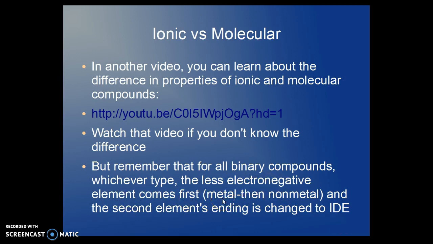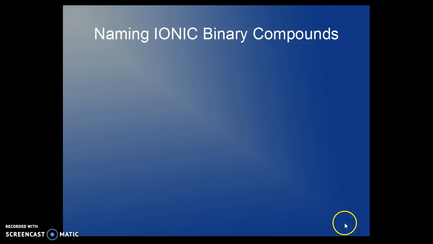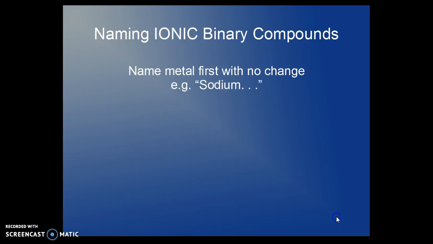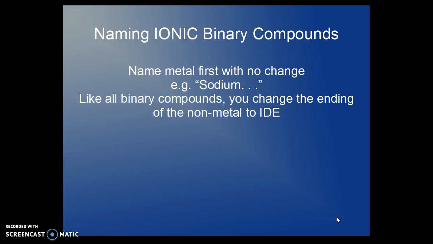That would be the metal if there is one, and then the nonmetal. And the second element's ending is changed to the three-letter suffix IDE. Let's talk about naming ionic binary compounds. You're going to name the metal first with no change in the name. For instance, sodium. Like all binary compounds, you will change the ending of the nonmetal element to IDE. So fluorine becomes fluoride, oxygen becomes oxide, sulfur becomes sulfide.